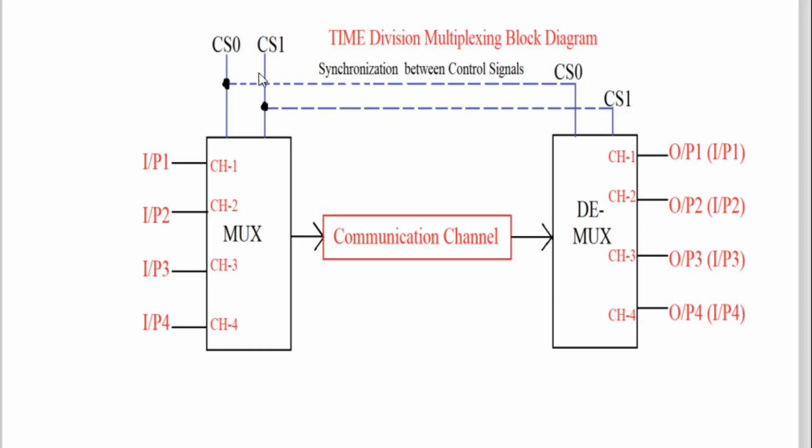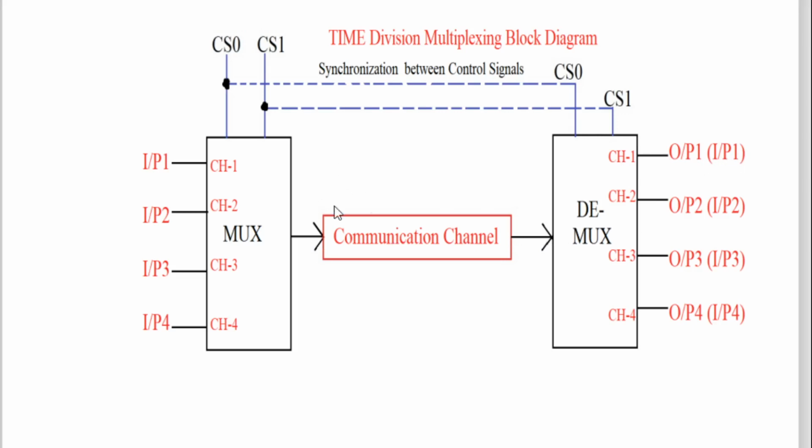So when the control signal of the multiplexer is 0, 0, the demultiplexer is also 0, 0. Therefore, the input which is coming to the demultiplexer will get passed to output channel number 1, and therefore output 1 will be your input 1 of the multiplexer. Meaning information signal number 1 is passed through the multiplexer, going on the communication channel, and thereafter it is going to channel number 1, that is the output of the demultiplexer.